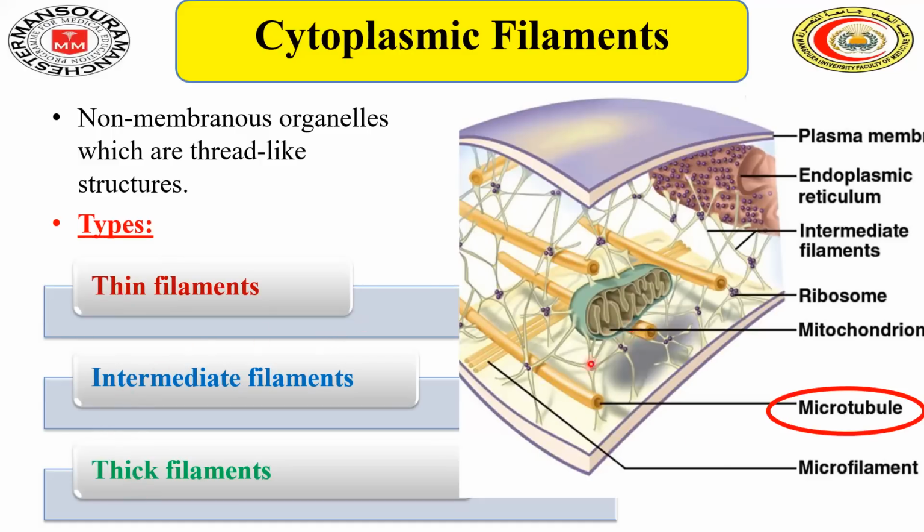Here we have a section of the diagram for the cell. These tubes are microtubules. They have a cavity, so this is a tube. And here are the microfilaments. They are thread-like filaments, not having a cavity in the center, and forming a network inside the cell like that. These are the microfilaments. These are the intermediate type, another type of filament.